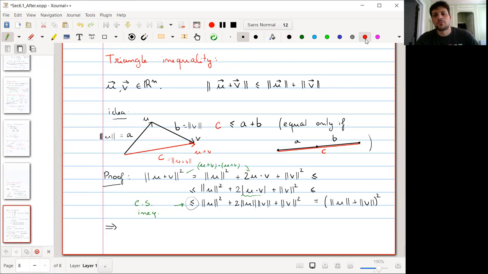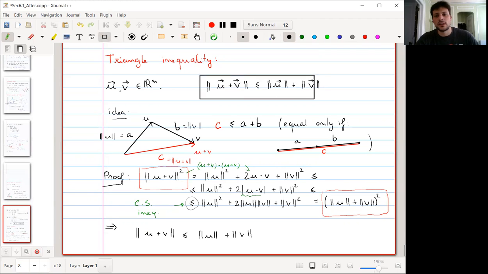Now, let's have a look at what we proved here. We have the norm of u plus v squared less than or equal to the norm of u plus the norm of v, squared. These are two positive numbers. The square of one is bigger than or equal to the square of the other, so I can take the square roots of both and still preserve the inequality. Taking square roots, I get that the norm of u plus v is less than or equal to the norm of u plus the norm of v. And that's my triangle inequality right there, which is the same as it's stated here.